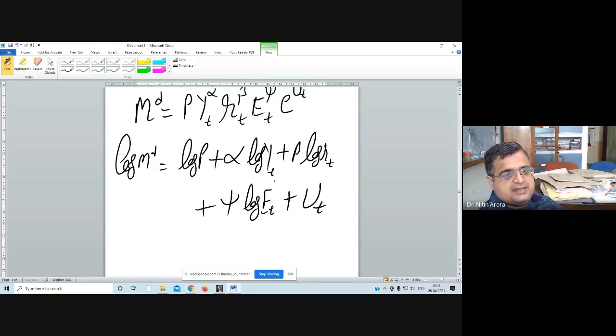This regression function I am estimating, where the proxy of yt is IIP, that is the index of industrial production. The proxy of rt is the call money rate. The proxy of exchange rate has already been given as exchange rate, so log of exchange rate has been taken. This type of function I am going to estimate. Alpha is the output elasticity of demand for money. Beta is the interest elasticity of demand for money. Psi is the exchange rate elasticity of demand for money. But this function I am going to estimate. P is obviously the general price level.